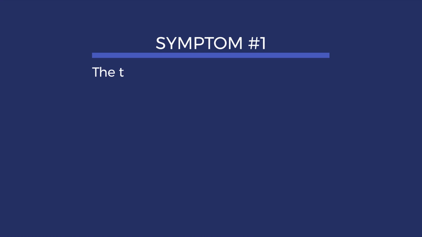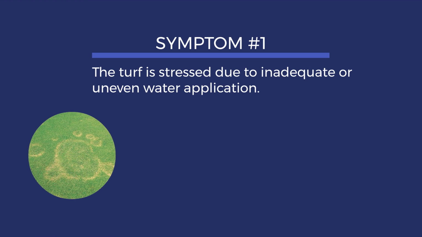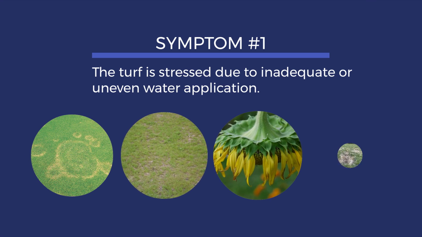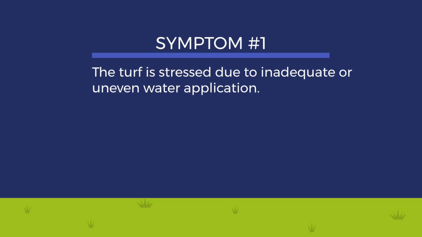Symptom number 1. The turf is stressed due to inadequate or uneven water application. This can take the form of rings, dry areas, stressed plants, and other evidence of patchy water application. If the turf is stressed, something is preventing the water from reaching its destination as it was designed or should have been designed to do.